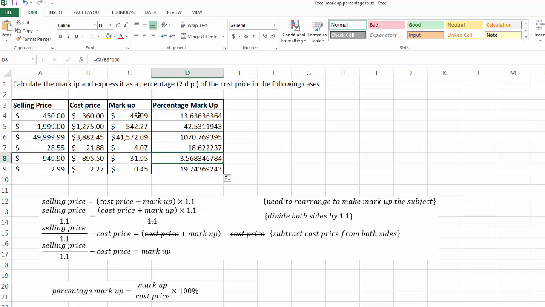So there you have it. Excel makes this much, much quicker if you can manage to work out what formula you need to put in the cells.